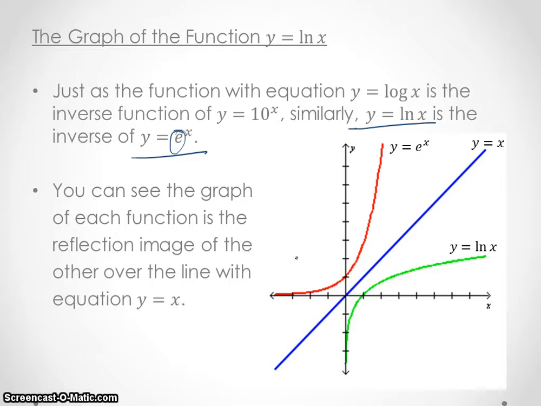Their graphs are really similar to the ones of log of x and 10 to the x power. If you look here, this red line is y equals e to the x power, so this is our exponential equation. This line y equals x is just to show the reflection, and this line here, y equals the natural log of x, is our log function. Again, they have the same properties, and what you know is true for exponents, the opposite is going to be true for the natural log. You can see the graph of each function is the reflection image of the other over the line with equation y equals x, which means they are inverses. We know this from the last chapter.